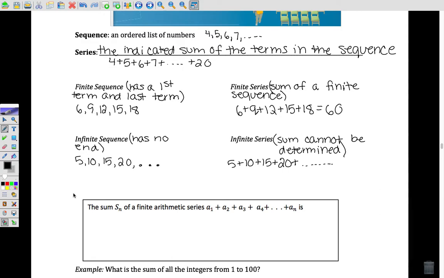So first I just want you to think for a minute. If you want to pause the video to think about this, I want you to think about how would you add up all the numbers between 1 and 100. So how would you add 1 plus 2 plus 3 plus 4 all the way to plus 96 plus 97 plus 98 plus 99 plus 100. So go ahead and think about that for a minute.